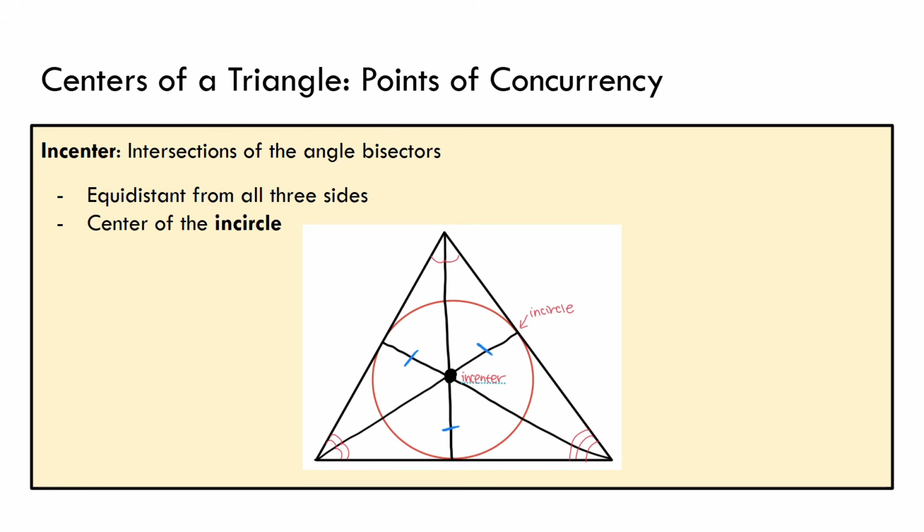The incenter is the intersection of the angle bisectors. It is equidistant from all 3 sides, and the incenter is also the center of the incircle.